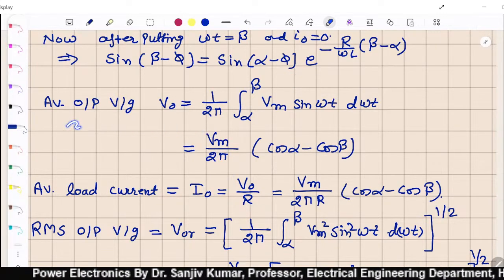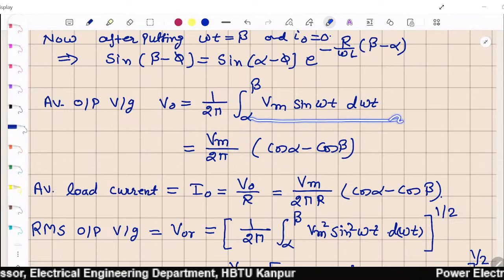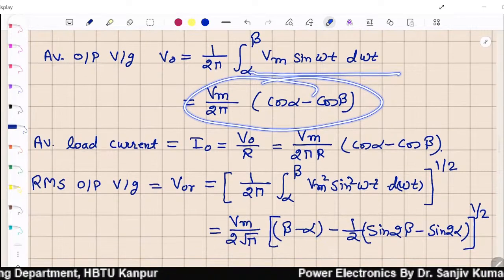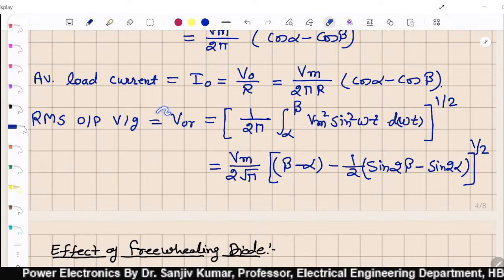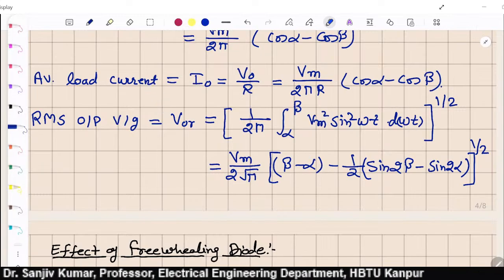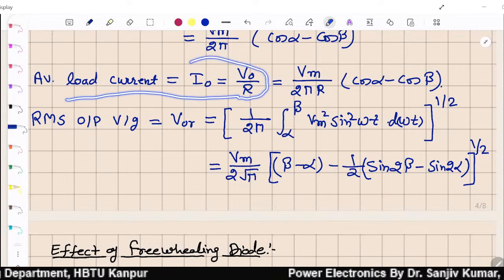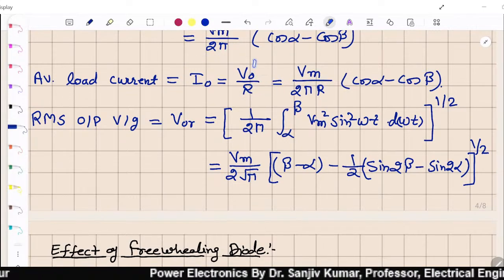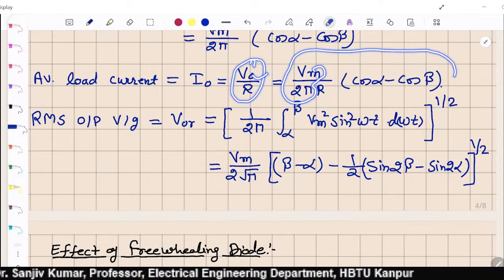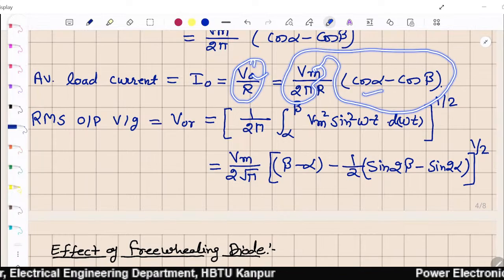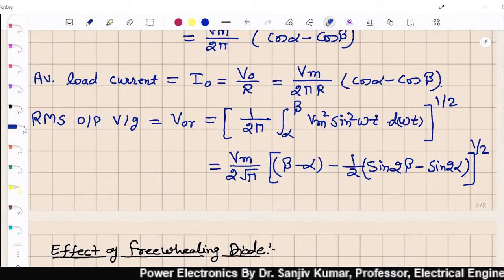Now for this case, the average output voltage is 1 upon 2 pi, integral from alpha to beta of Vm sin omega t. It comes out to be Vm by 2 pi times cos alpha minus cos beta. Similarly, the average load current is I0 equal to V0 by R, where V0 is Vm upon 2 pi times cos alpha minus cos beta, the average output voltage which we have already derived some time before.